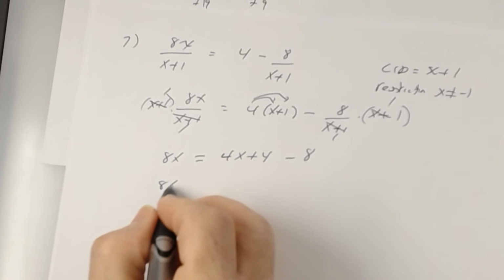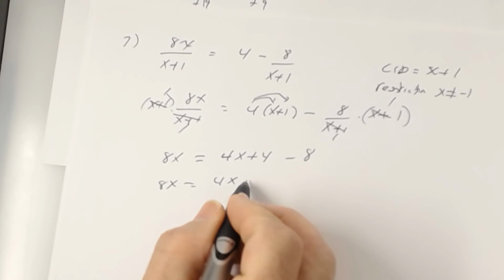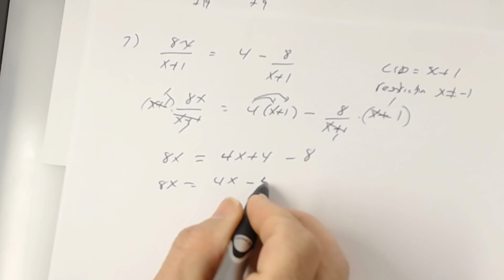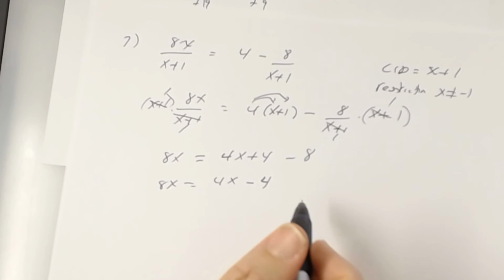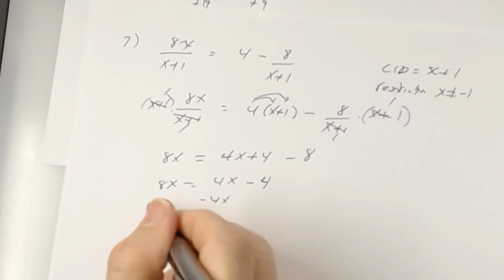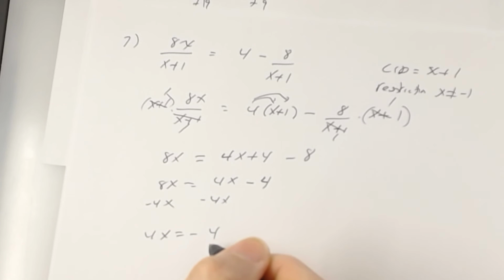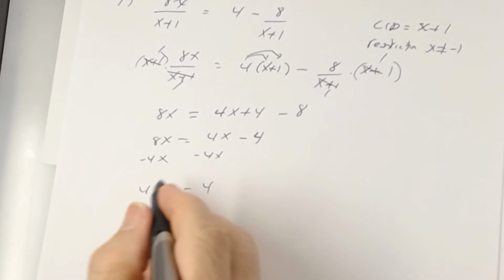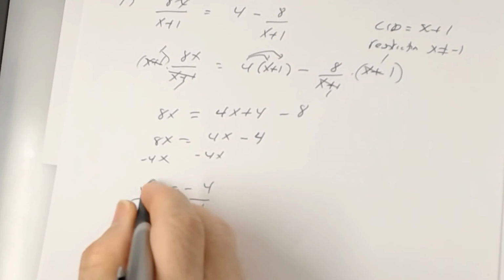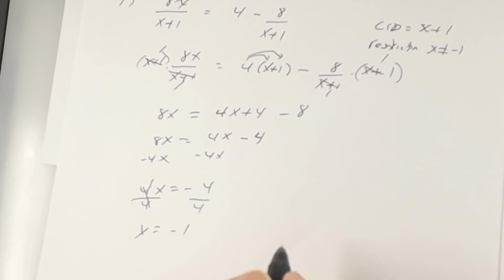So I get 8x equals 4x plus 4 minus 8. Then subtract 4x from both sides. I get 4x equals -4, right? And divide by 4. x equals -1. Okay? So that's a proposed solution, which you now know is an extraneous solution, correct? Because that's a restriction.